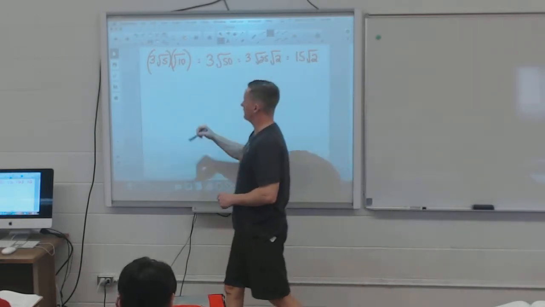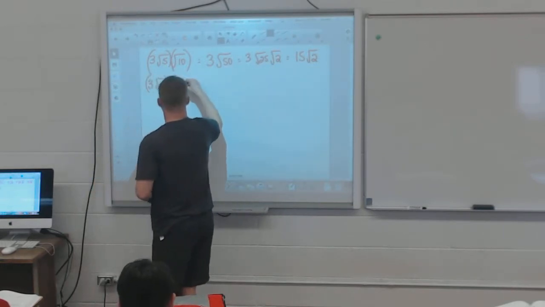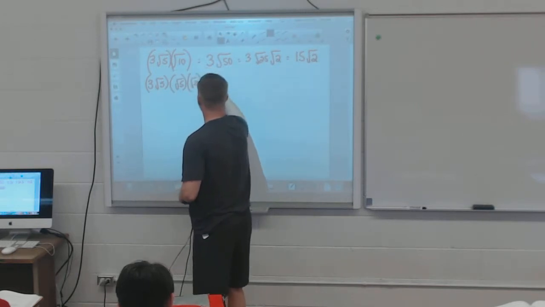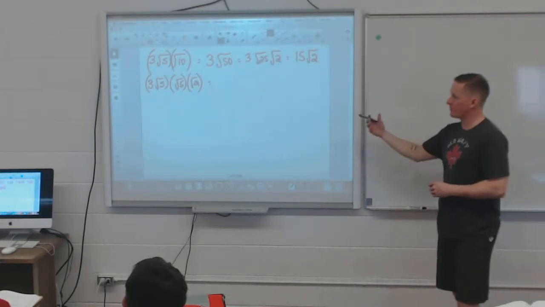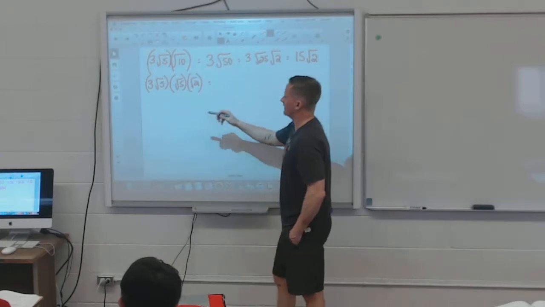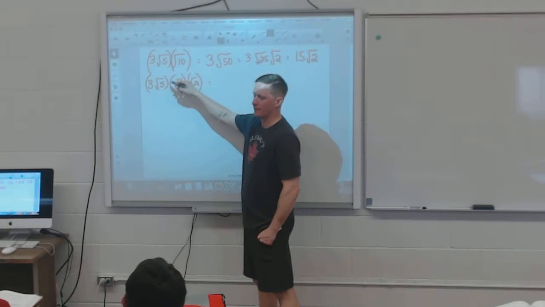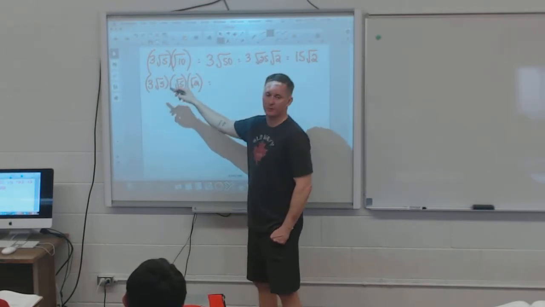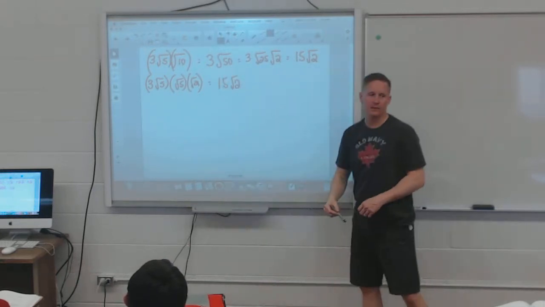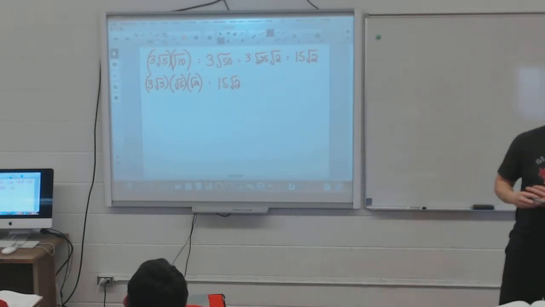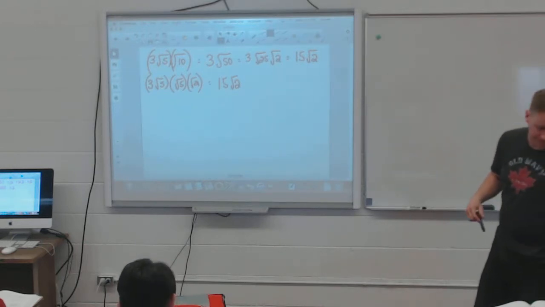Now, I could have done this one a little different. I could have done this. 3 root 5, root 5 times root 2. I could have broke 10 down because I saw that I had a square root 5, and I know that there's a square root 5 in root 10. So then I had root 5 times root 5, which is root 25, which is just what? 5. Root 5 times root 5 is 5. 5 times 3 is 15. And I'd be left with root 2. So that's another way to do it if you want to do it a different way. Okay? So let's look at B now.